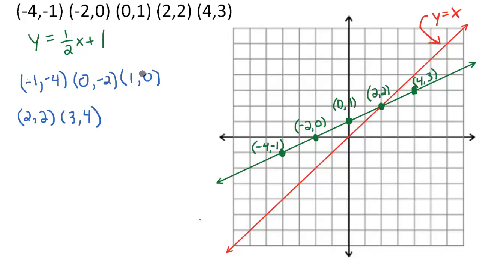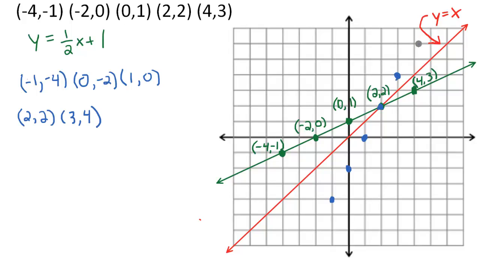Now, if we plot these points and graph it on this coordinate system, that should be the inverse line after we connect all the dots, the inverse line to this green one right here. So let's go ahead and plot these. We've got -1, -4, so that's going to be right here. 0, -2 will be here. 1, 0 will be here. 2, 2 will be right on top of that green one actually. And then 3, 4 will be 1, 2, 3, up 4 right there.